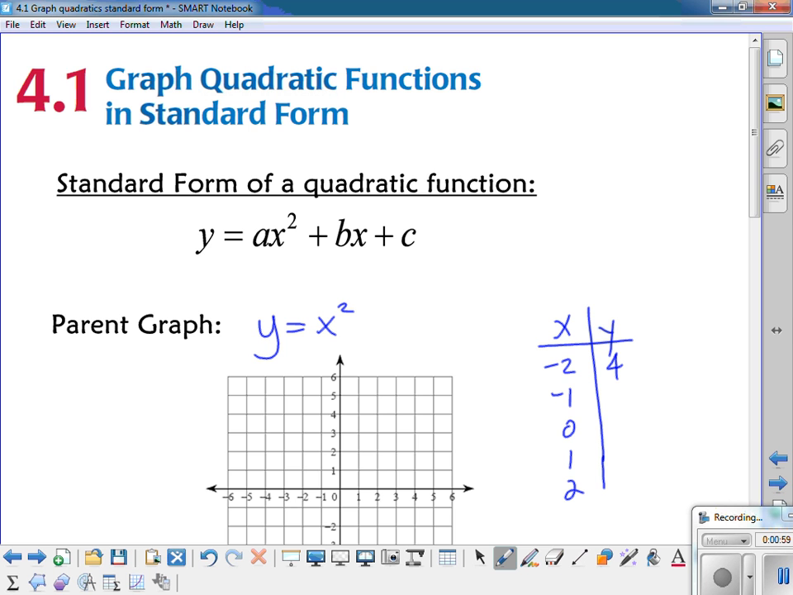+4. Okay, is anybody awake out there? Okay, just checking. All right, how about -1 squared? +1. What's 0 squared? 0. 1 squared? 2 squared? 4. Okay. All right. So if I plot those points then, -2, 4.